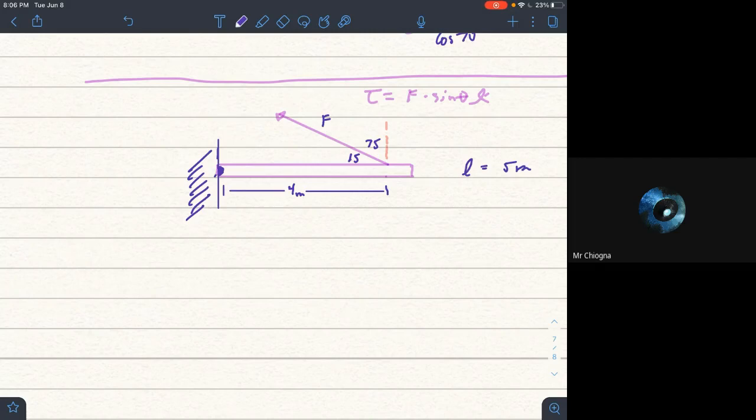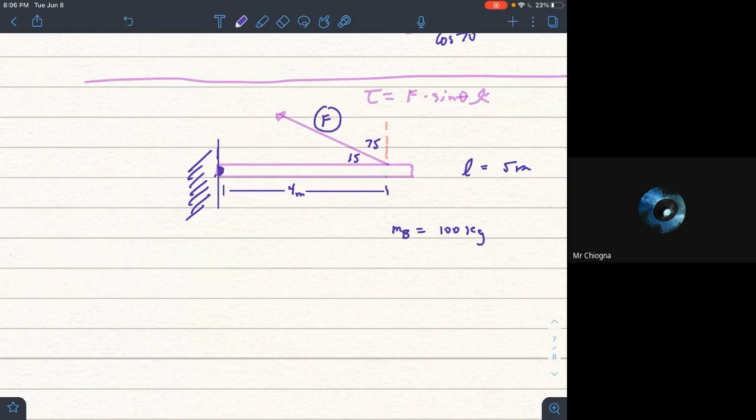And the mass of the beam is 100 kilograms. How would you set this up? Is there anything else or no? That's it. How would you find the force? First of all, how would you find this force?